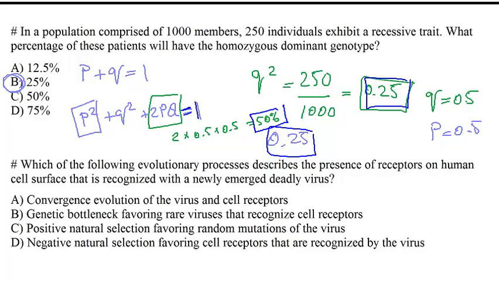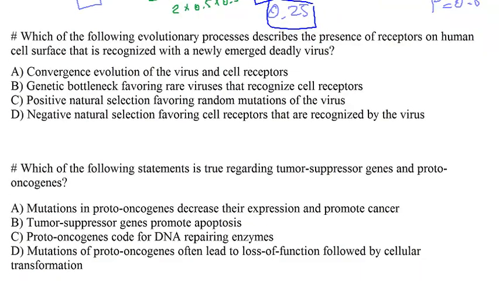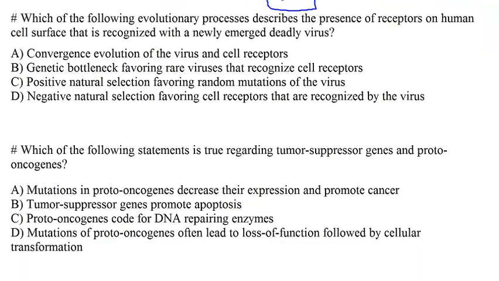The next question is, which of the following evolutionary processes describes the presence of receptors on a human cell surface that is recognized with a newly emerged deadly virus? So one example is, for instance, HIV virus. It's a fairly new virus. If you look back 1,000 years ago, there was no HIV, but there has been a new mutation in the virus that is now recognizing human receptors. So let's see which of these phenomena best explain this finding.